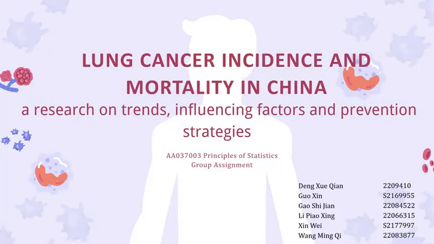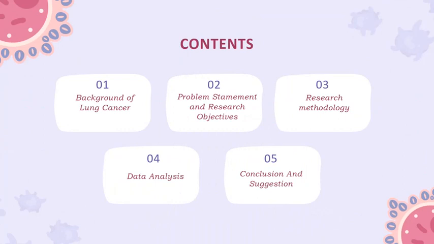Today we are talking about lung cancer incidence and mortality in China. Our speech will start from the following 5 aspects. Firstly, we will talk about the background of lung cancer, and secondly is problem statement and research objectives. Thirdly, we will talk about the research methodology, and the fourth one is data analysis. The last one is conclusion and suggestion.